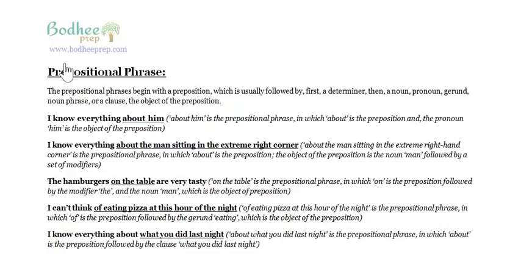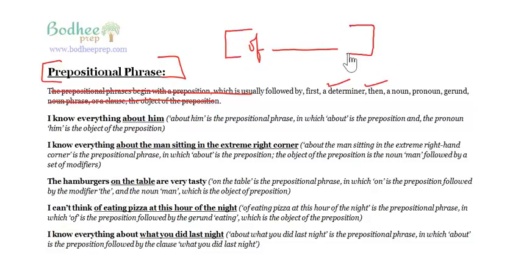We have the prepositional phrase here now, and it says the prepositional phrase begins with a preposition, which is usually followed by first a determiner, then a noun or pronoun. So let's not worry much about what exactly a determiner is here. We'll simply take what a prepositional phrase is: anything that comes after a preposition becomes a part of the prepositional phrase, and usually after the preposition you would generally have a noun or a pronoun or a gerund, right?